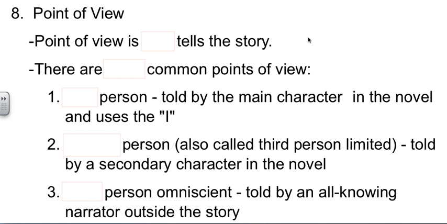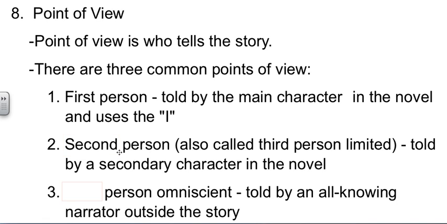Number 8 is point of view. The point of view is the who tells us the story. All stories are told through somebody's point of view. There are 3 common types of points of view. The first one is first person. This is told by the main character in the novel and uses the word I. I went to the store and I bought groceries. That one's pretty self-explanatory.